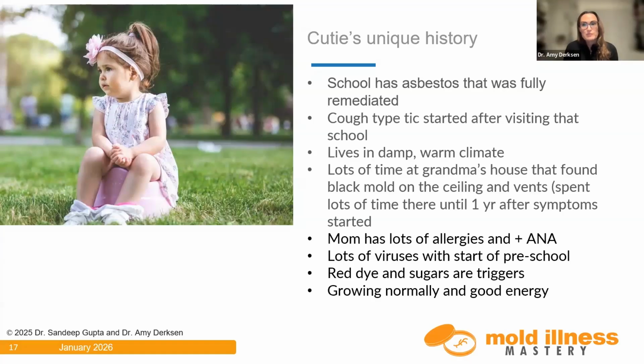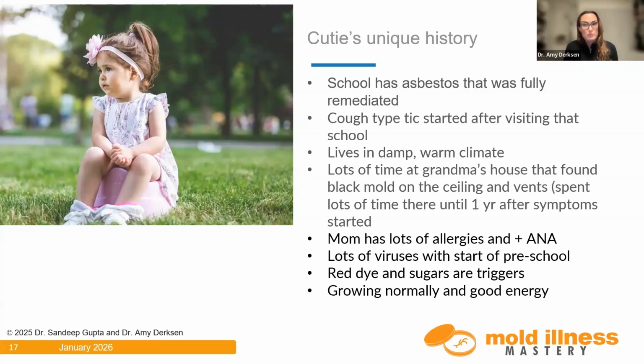She had spent a lot of time at her grandma's house, where they found, after the fact, black mold within the vents and in the ceiling, and had gone through some remediation. She had spent a lot of time there around her pre-K and after school care time while her parents were at work. It wasn't like one of these sudden things. It wasn't like, oh, the first time she went to grandma's house, she had symptoms, but it was this sort of slow thing that we look at in the background. In the first year of her symptoms, she was at grandma's house almost every day.